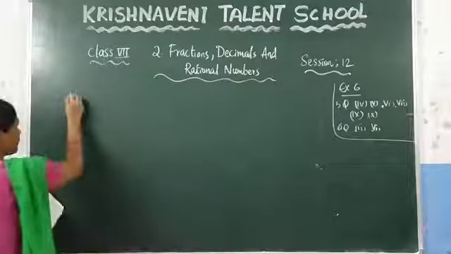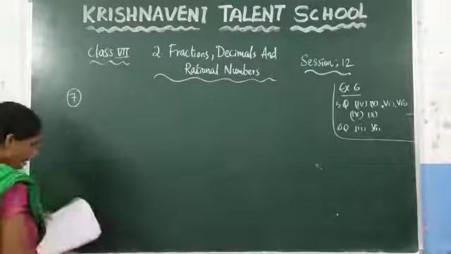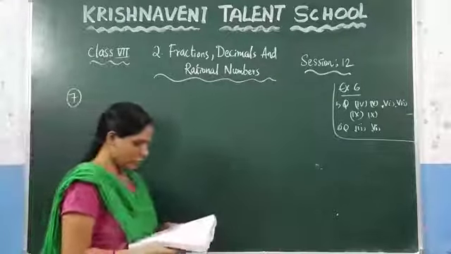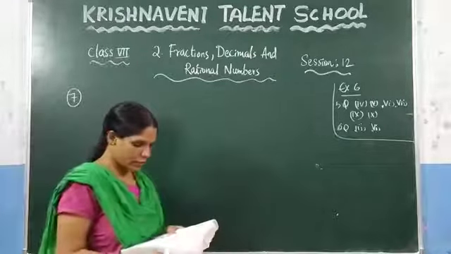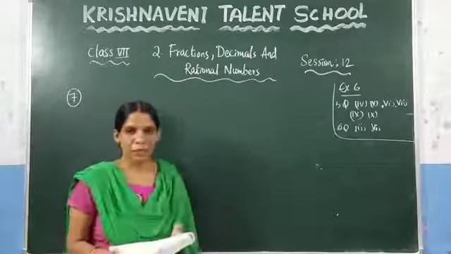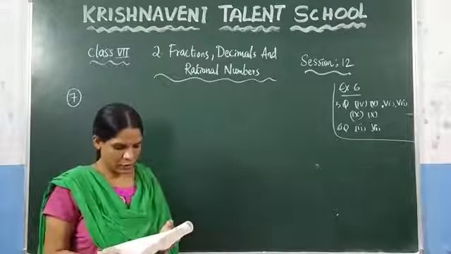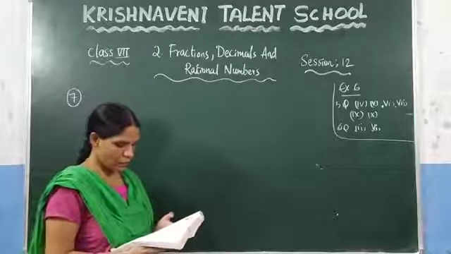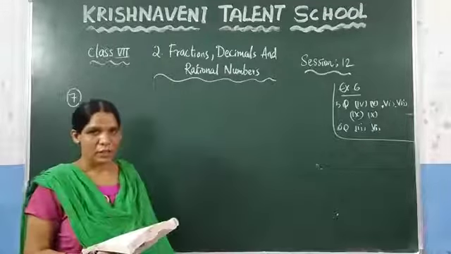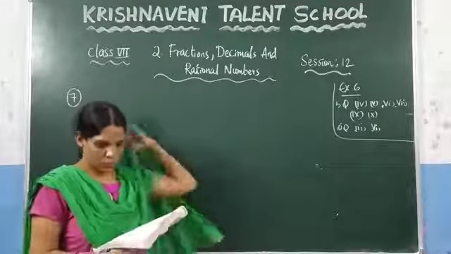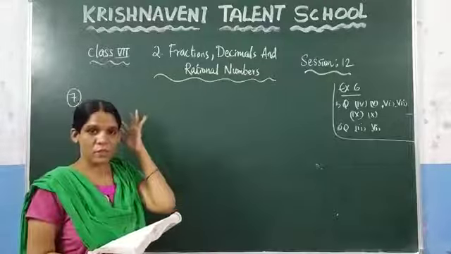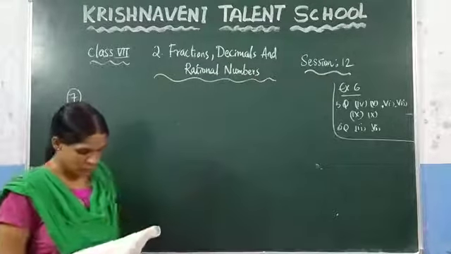The seventh question, what they have given here: a side of a regular polygon is 3.5 centimeters in length. The perimeter of the polygon is 17.5 centimeters. How many sides does the polygon have? A polygon is nothing but a figure which is made up of line segments, we call it a polygon.